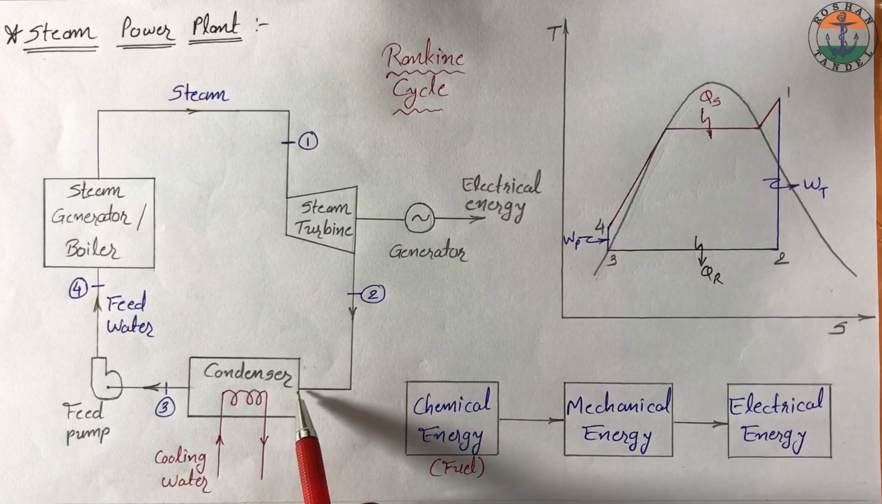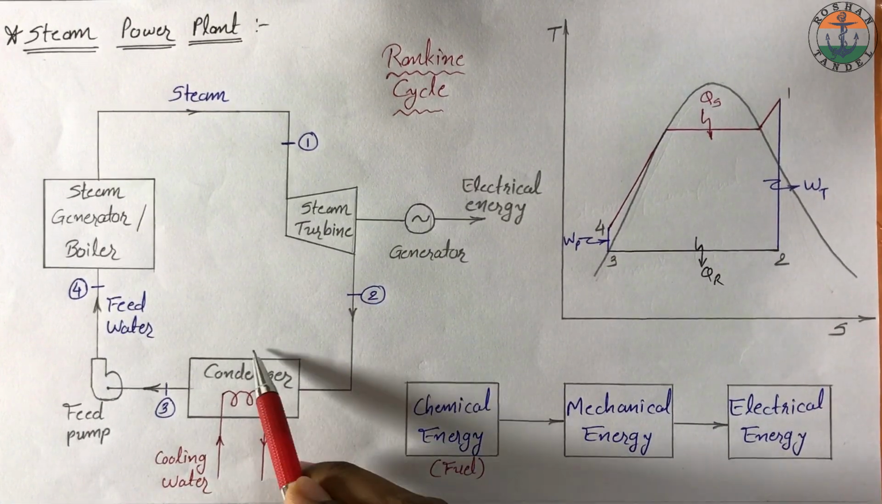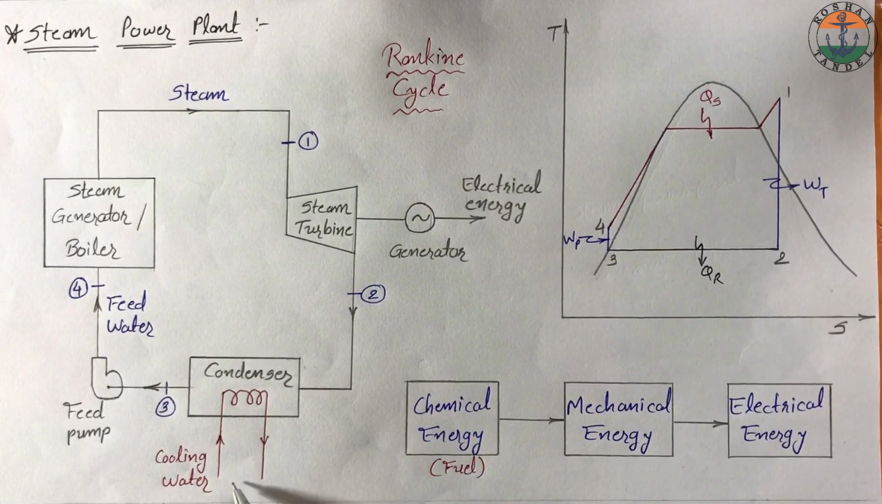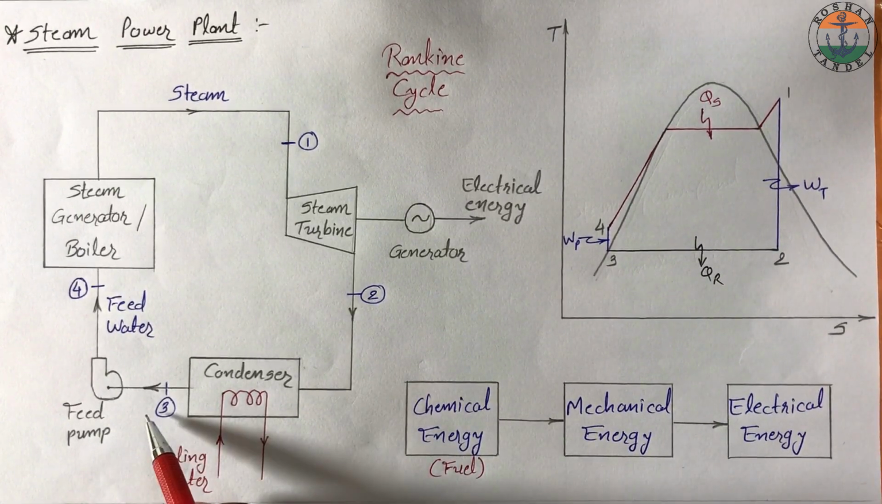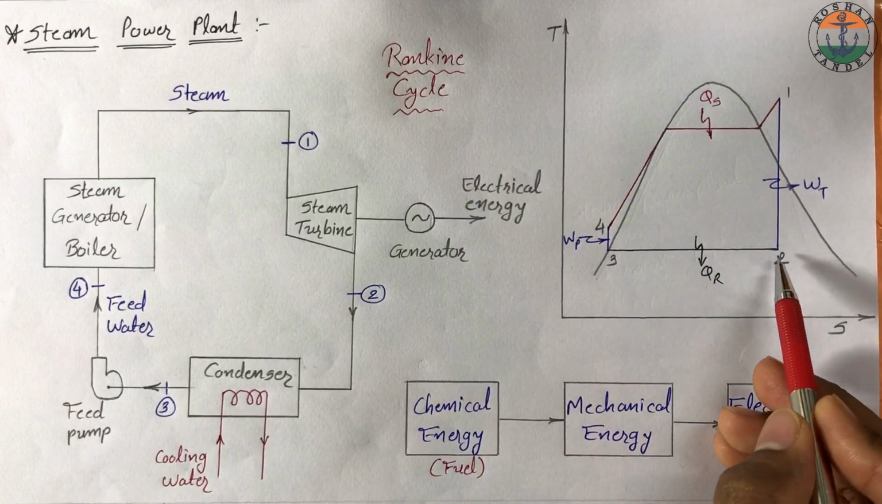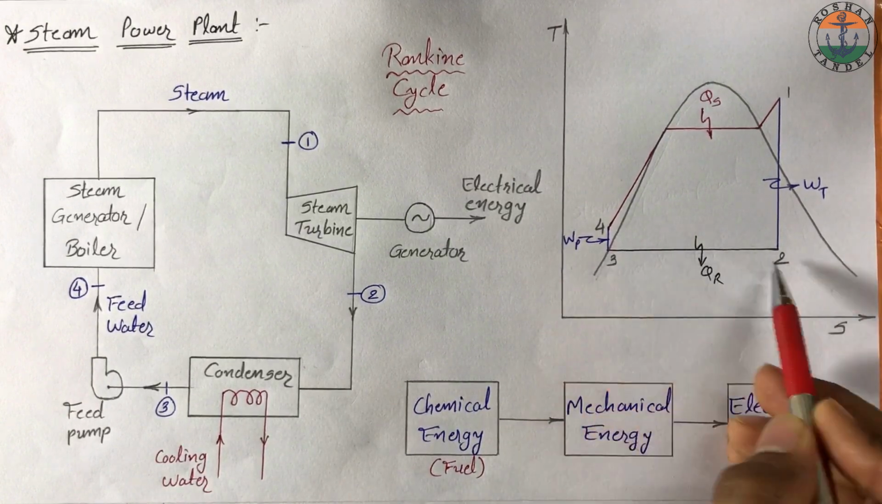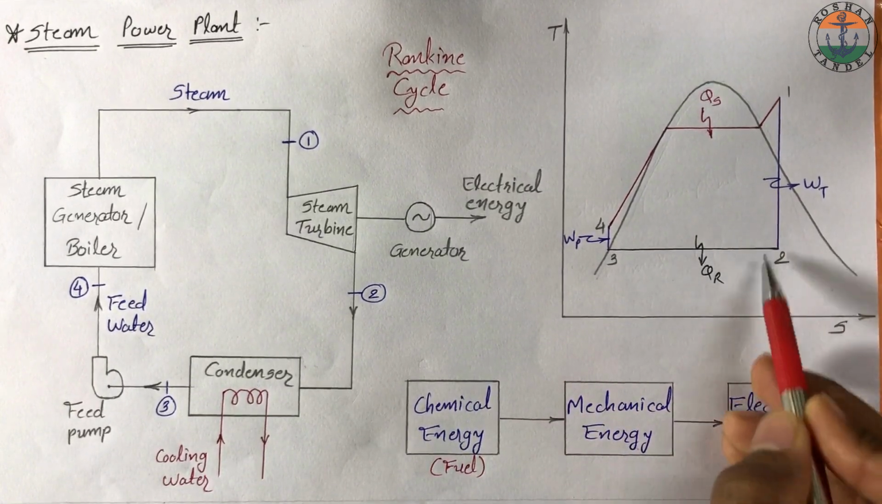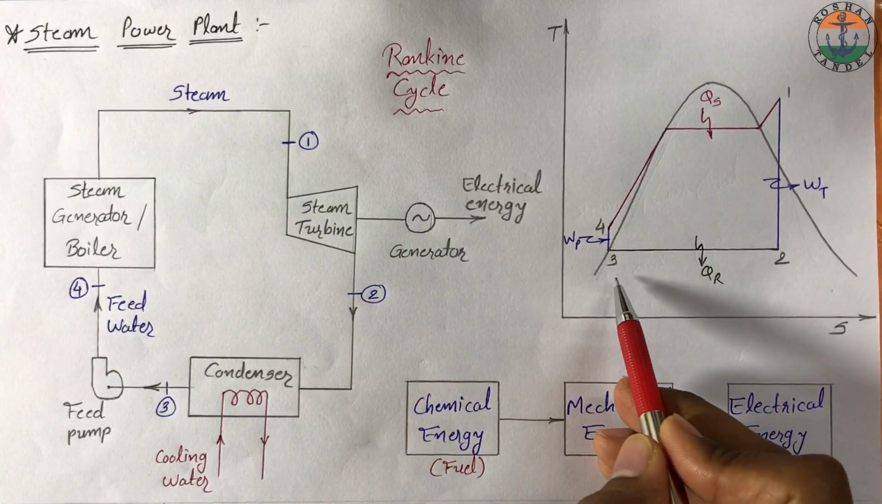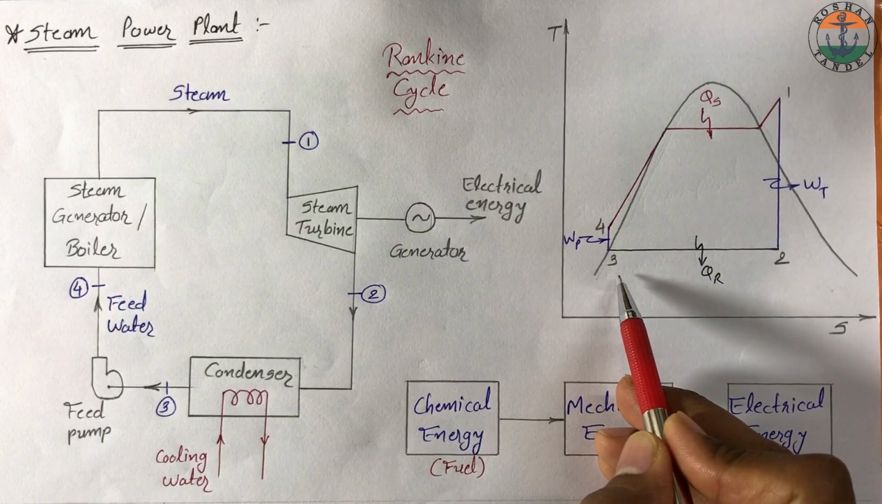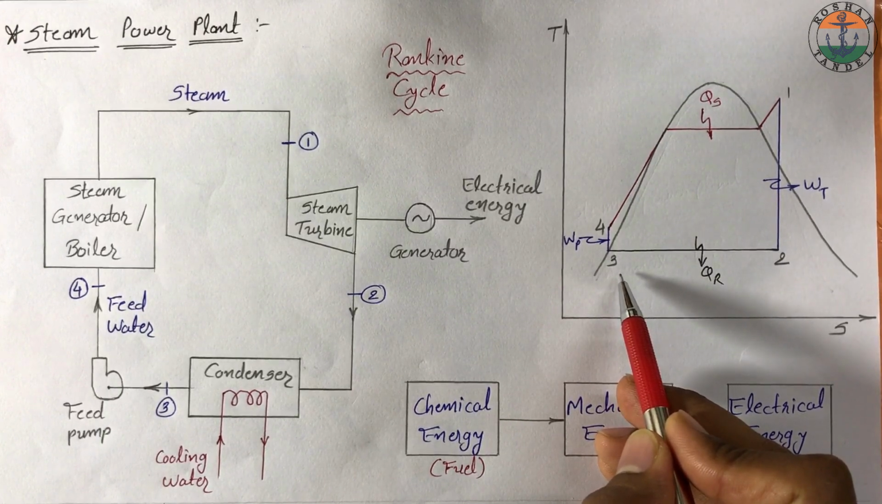Heat is removed from the exhaust steam in the condenser by circulating cooling water. This exhaust steam is converted into water at constant pressure. 2 is the output of the steam turbine and 3 is the saturated liquid, which is the output of the condenser.